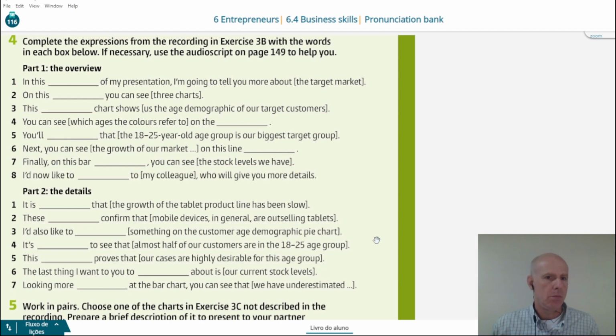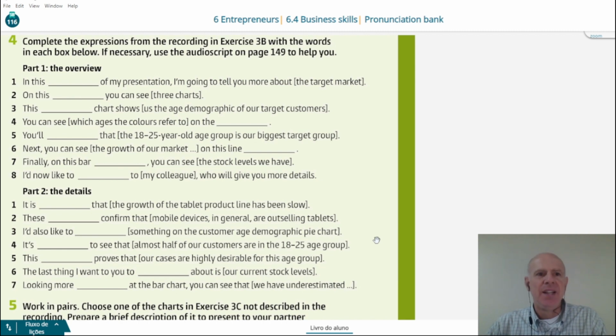The last thing I want you to think about is our current stock levels. The stock is the quantity of product we have ready to sell in our warehouse. Looking more closely at the bar chart, you can see that we have greatly underestimated the growth of the mobile sector. For that reason, we don't have enough stock to meet the demand. We need more, but we'll need money, like a loan, to be able to buy more stock. If we can secure this loan, we will be investing in further stock, especially mobile cases. We see mobile cases as the big winner for the next 2 years at least.